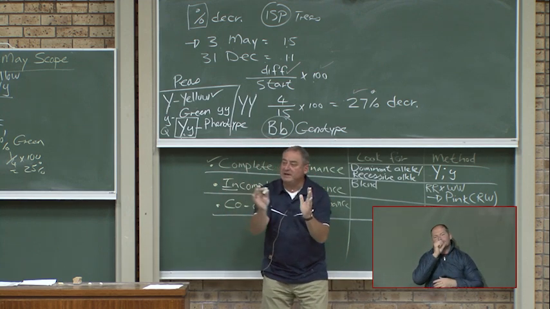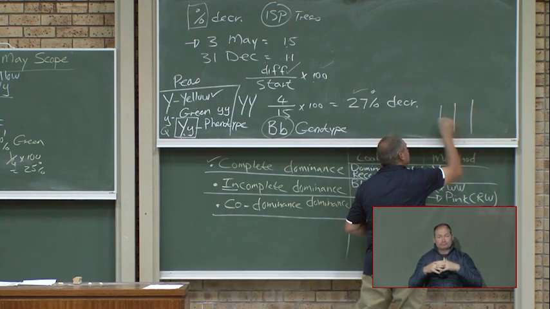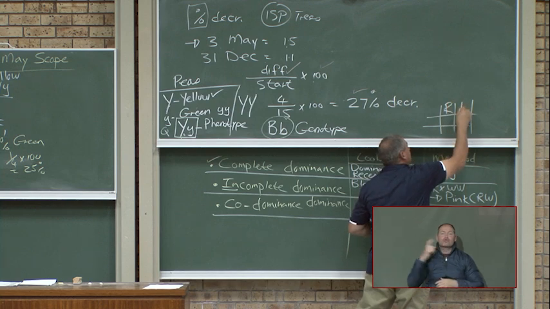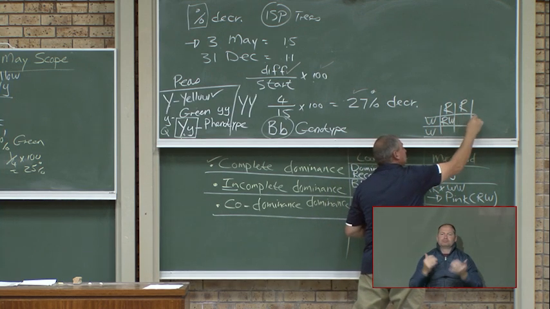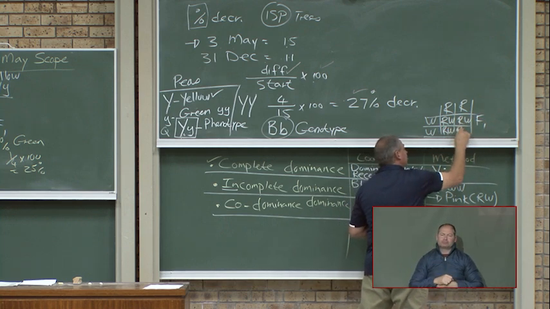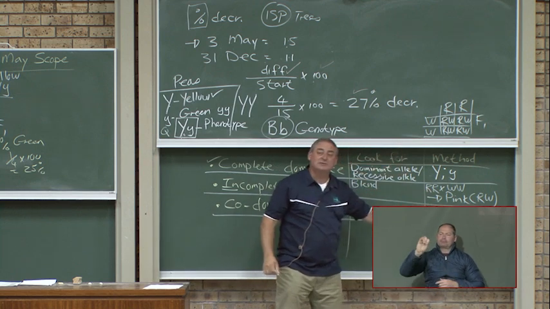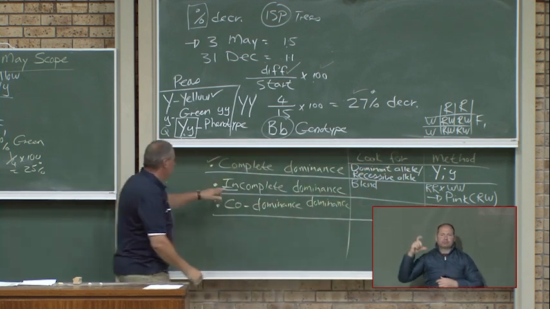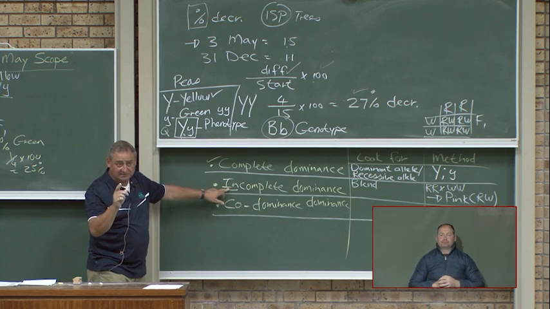When you see that blend, you must know you're just going to use capital letters. Something like this, RR, WW, and then you're going to get the pink ones here in the F1, RW. All of them will be pink because you just use capital letters. There's no room here for small letters because there's no recessive allele. People, did you capture what I said now? No room for small letters here.